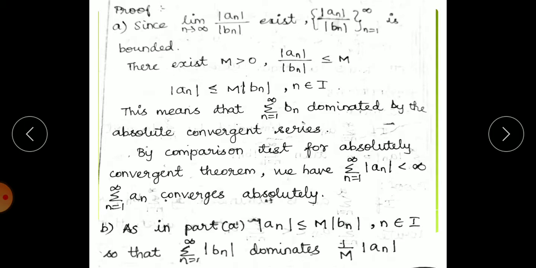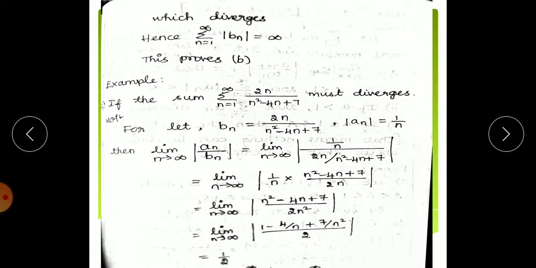The second one: as per part A, modulus of an is less than or equal to m into modulus of bn, as per the bounded definition. So summation bn dominates 1 by m into modulus of an, which diverges. Therefore the summation modulus of bn is equal to infinity. So this proves the second one.